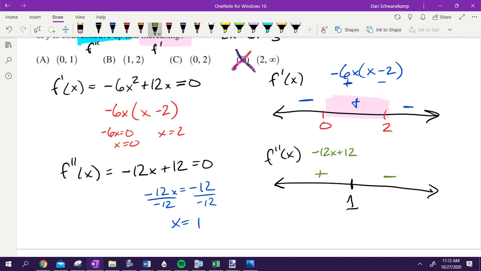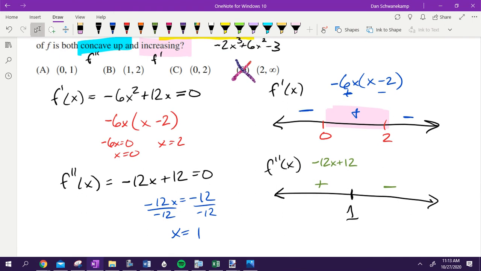So look at those answers. The question is, when am I concave up and increasing? Think about it for a second. A, B, C, or D, which one of those makes the most sense? Show me with your fingers. 1 for A, 2 for B, 3 for C, 4 for D. Which one do I want?